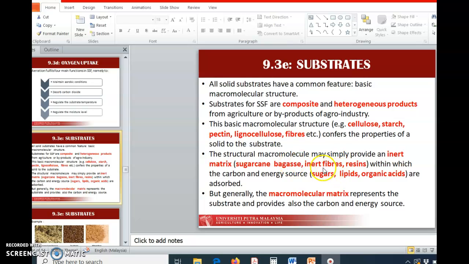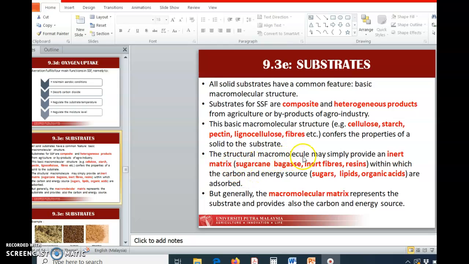You can also have inert fibers, meaning that you need to add your own nutrients, and also resins. The basic macromolecular structure, for example cellulose, starch, pectin, fibers, and so on, confers the properties of a solid to the substrate. This means that if your fermentation requires this kind of solid substrate, you can tailor a specific substrate for them, because different bacteria and different fermentations will require different substrates.